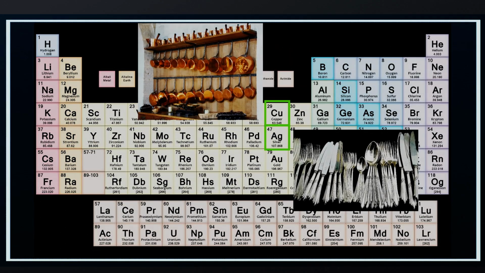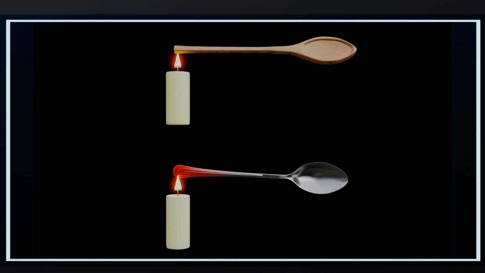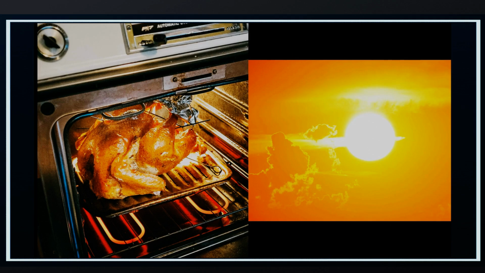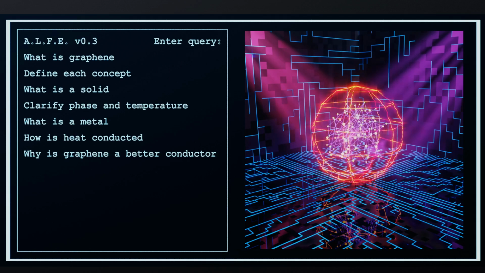Some of the best conductors of heat are the metals copper and silver. This means the opposite end of a silver spoon will become hotter much faster than a wooden spoon. There are also other ways in which heat energy can be transferred, such as convection and radiation. Due to its covalent bonds and two-dimensional structure, it can rapidly transfer heat.